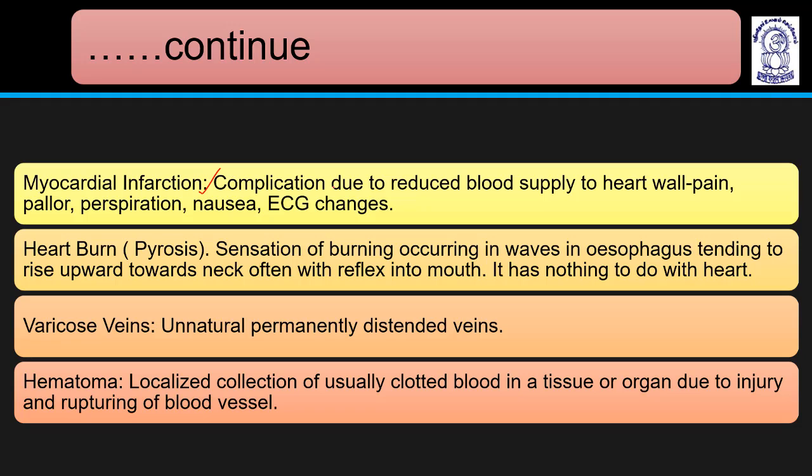Myocardial infarction is a complication due to reduced blood supply to the heart wall, which comes up with pain, pallor, whitening of skin because of loss of oxygen, respiration means sweating, nausea, and ECG changes.